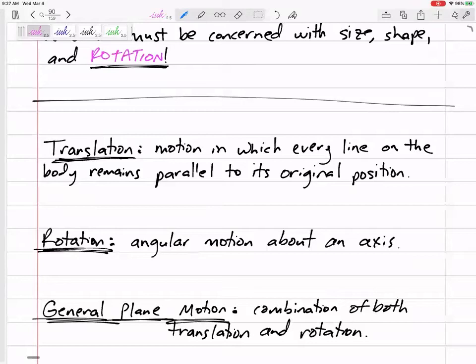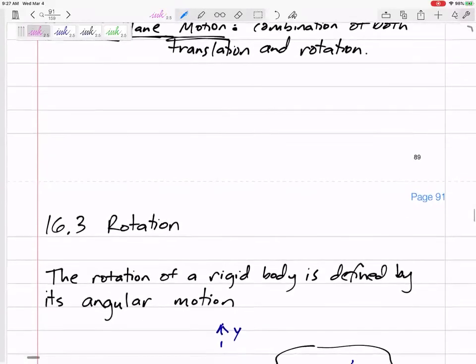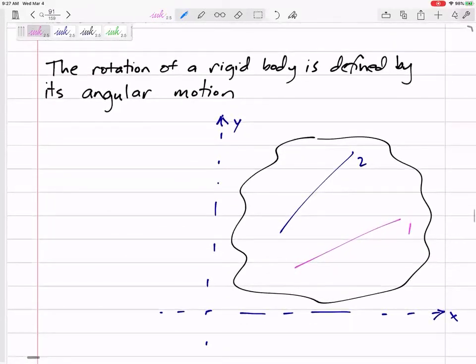But then rotation is motion about an axis. Now, the axis could be in the middle, could be on the edge, but also could be kind of off, your center of rotation could be off of your object. But rotation is angular motion, and general plane motion is a combination of translation and rotation, okay? So let's talk about rotation.